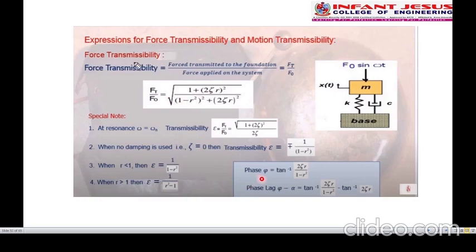So the phase angle is equal to the same formula only, tan inverse 2 zeta r by 1 minus r square. So the phase lag is also calculated, phi minus alpha equal to tan inverse 2 zeta r by 1 minus r square minus tan inverse 2 zeta r. So this is the formula for force transmissibility.